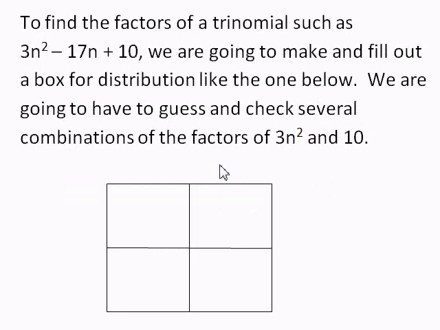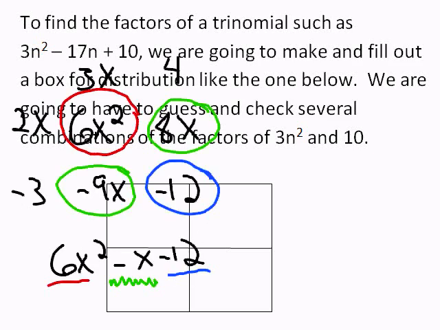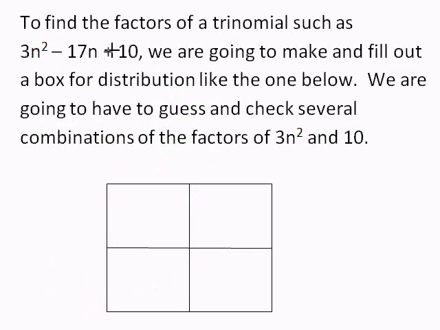So all this brings us to our first example. We're going to take 3n squared minus 17n plus 10, and we're going to try to find a factor pair of it. What I want you to see first is that the first term showed up in that first box, so we're going to write 3n squared in our first box. Now the 10 showed up in our last box.